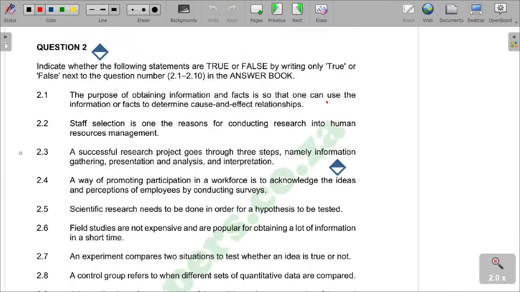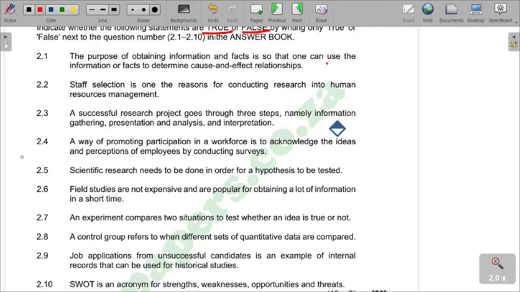Question two. It says indicate whether the following statements are true or false. We are supposed to indicate if the statement is true or false. So let's go to 2.1. The purpose of obtaining information in facts is so that one can use the information or facts to determine cause and effect relationship.